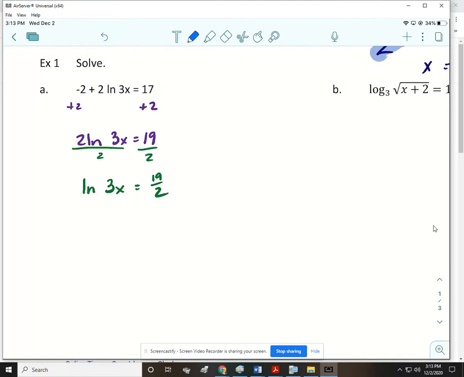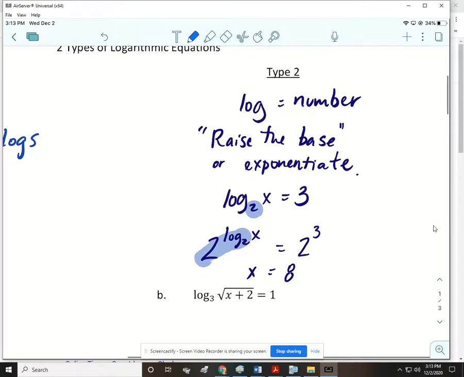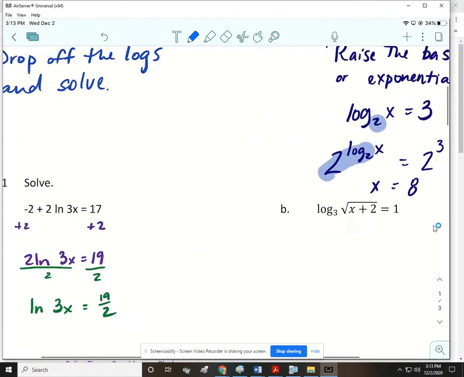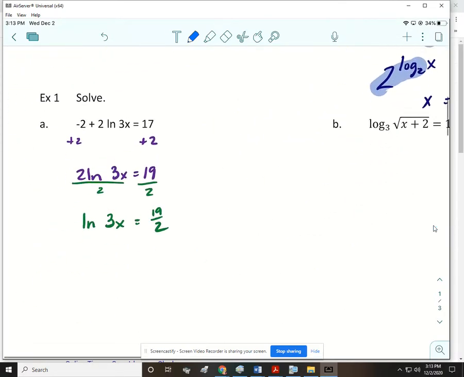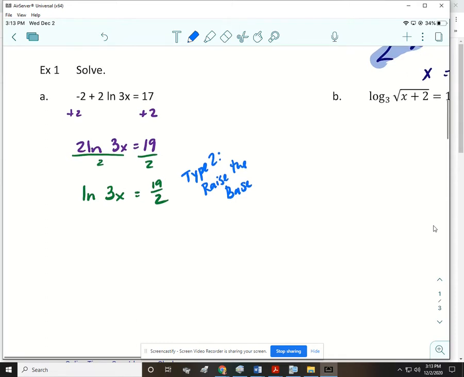So this one is type 2. This one is log equals a number. So we are going to raise the base, or exponentiate, whatever you want to call it. If it's natural log, what is the base? Natural log, the base is e. So we have e to the natural log of 3x equals e to the 19 halves.